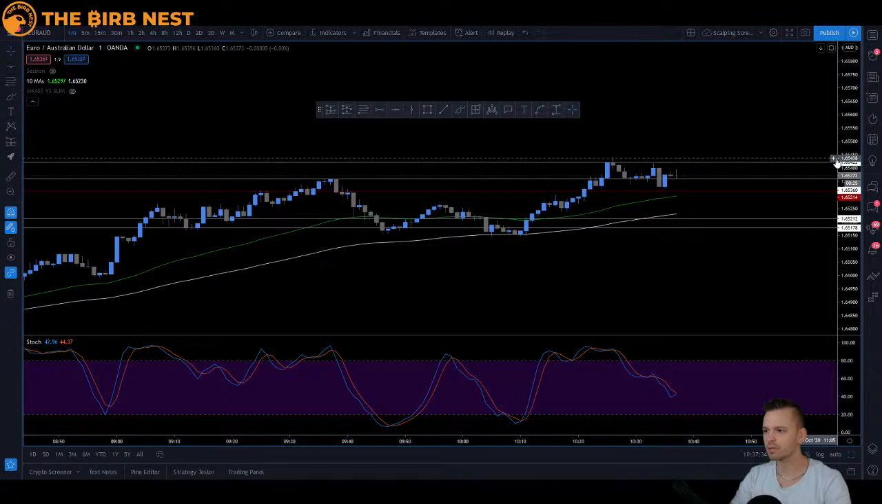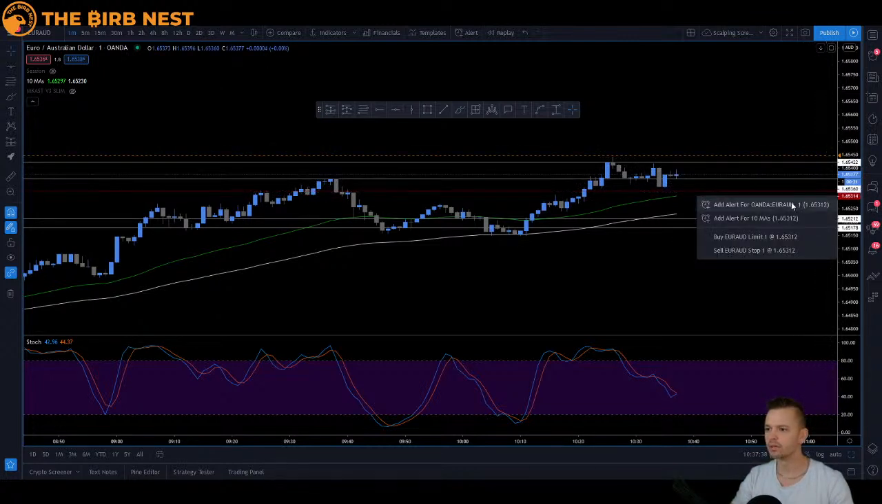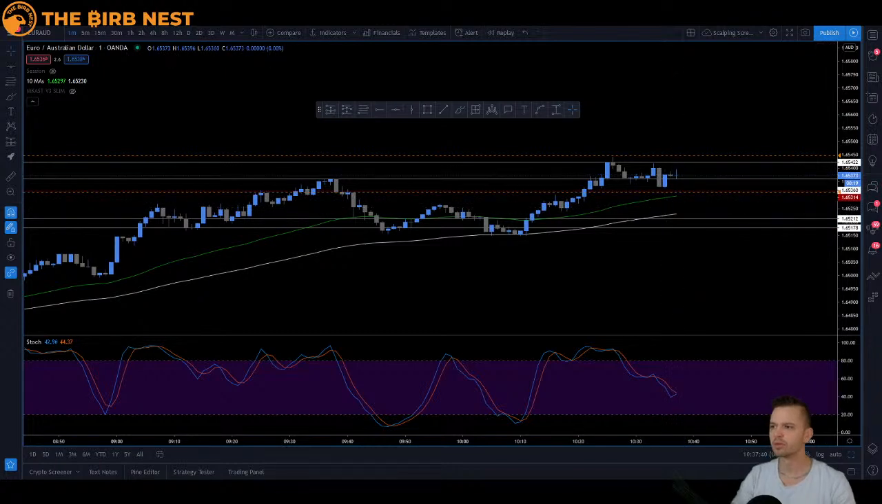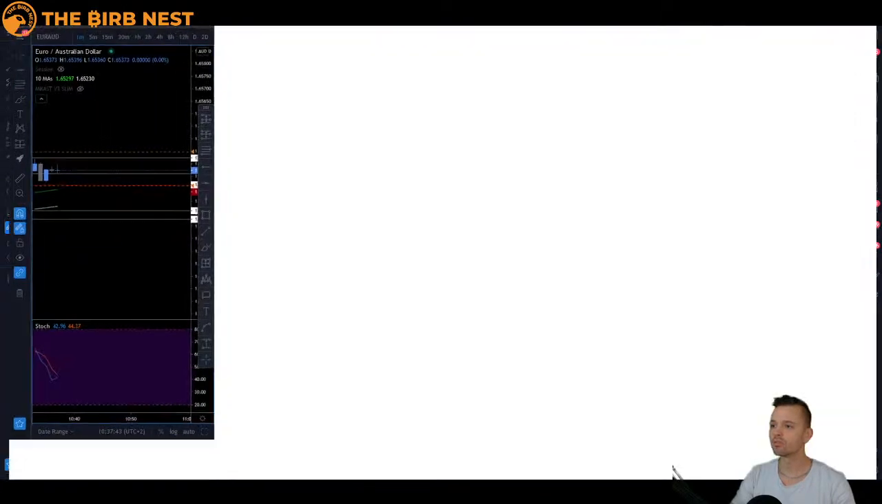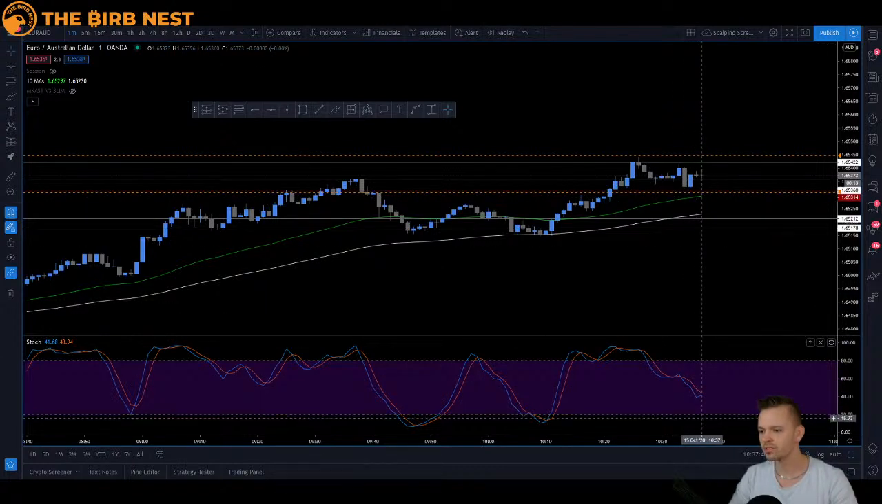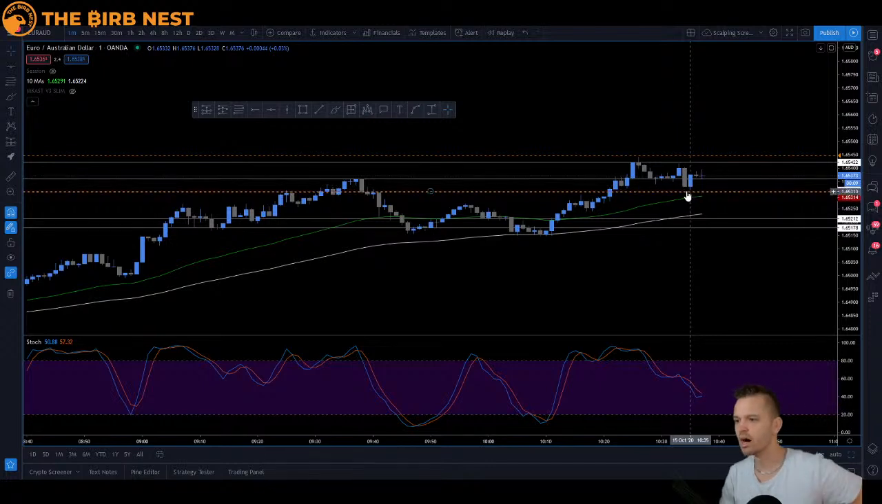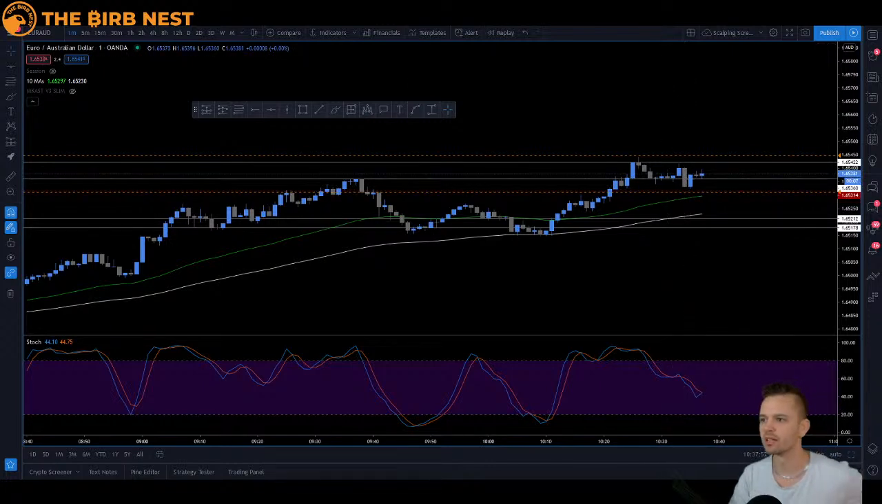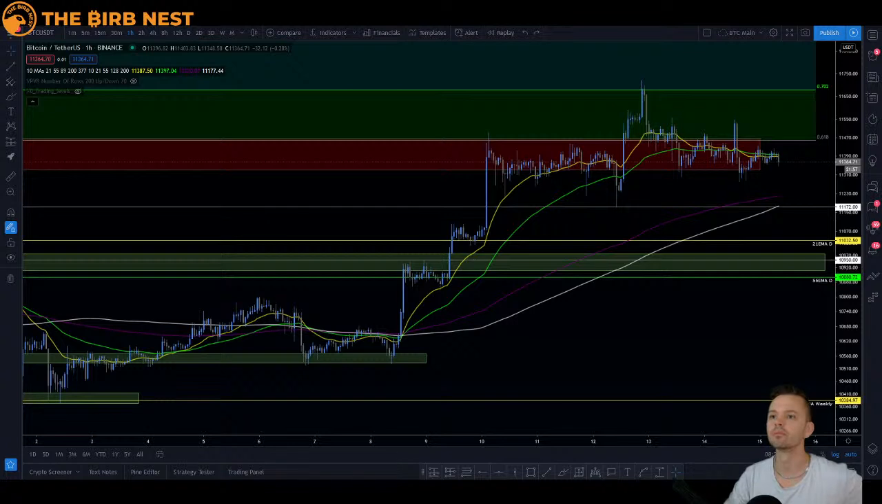So I'm gonna put an alert right here, and an alert right down here. And if we get a nice little bounce off the 50 EMA right here again, with stochastics going from below oversold to above oversold, I might fill up on what I've taken as profit already.